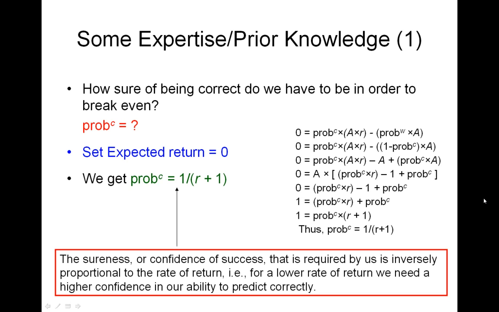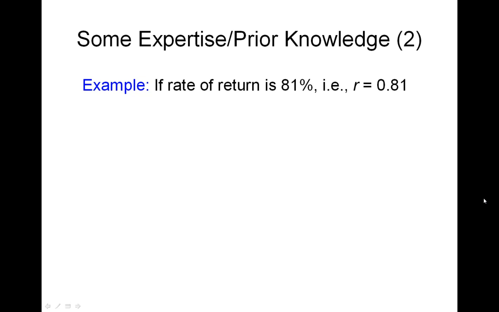Now what that means is that the lower the rate of return, and 67% for example is less than 81%, the lower the rate of return, the higher confidence we need to have in our being correct, in our ability to make the right choice, just in order to break even. So let's take a look at another example.